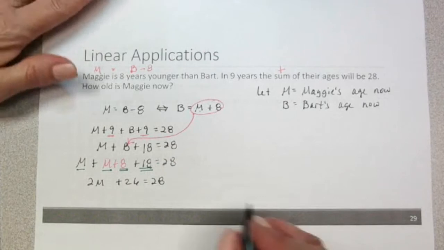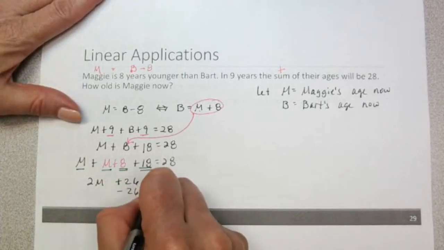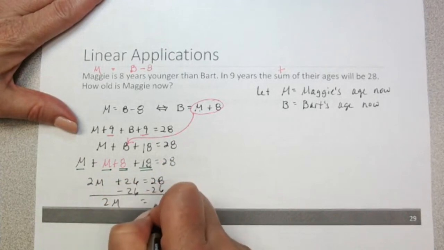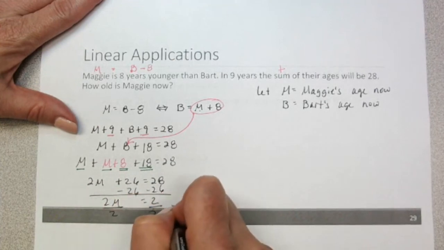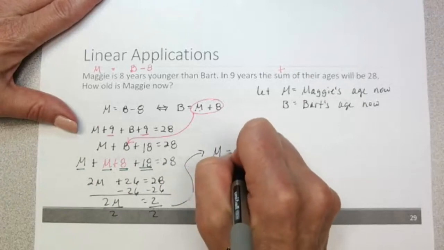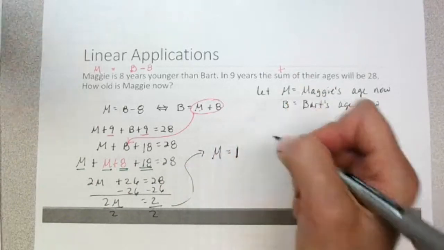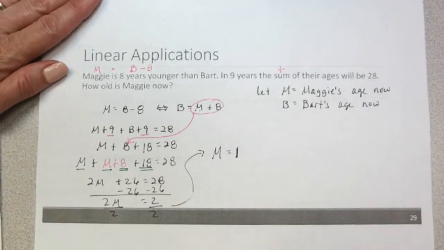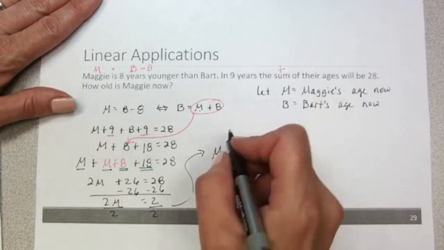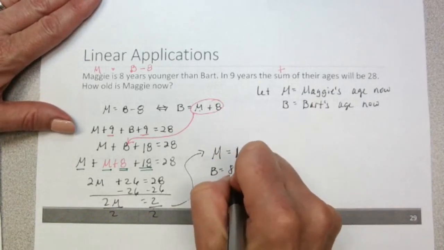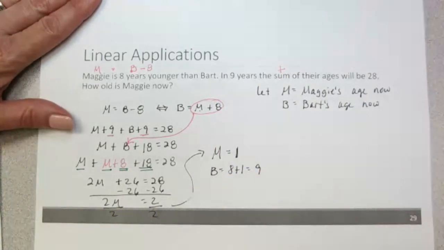Then if I subtract that 26 from both sides, 2M equals 28 minus 26, or 2. Divide both sides by 2. And I see that Maggie is only 1 year old. Oh, she's a baby. She's 1 year old. If Maggie's 1 year old, how old is Bart? Well, Bart is 8 years older than Maggie. So Bart is 8 plus 1, or 9.